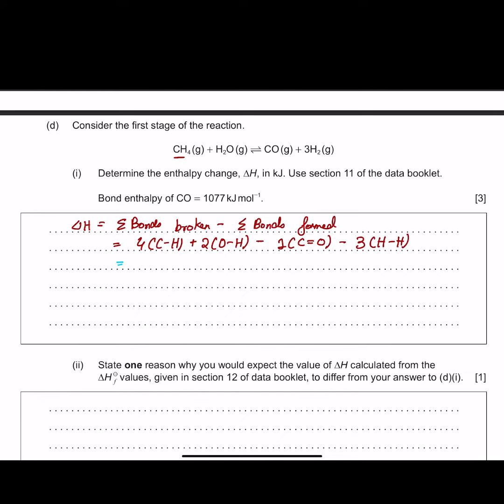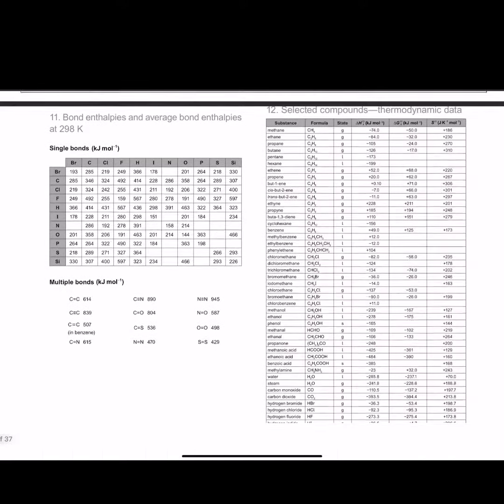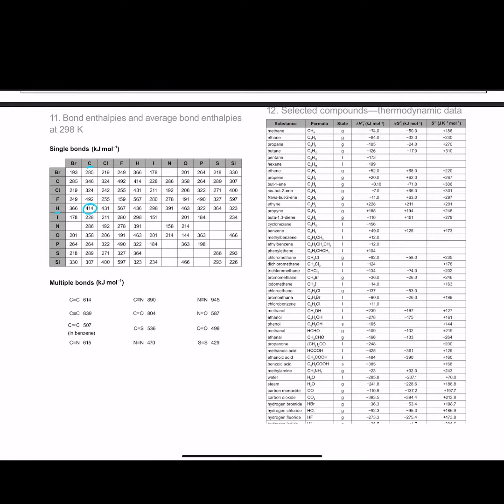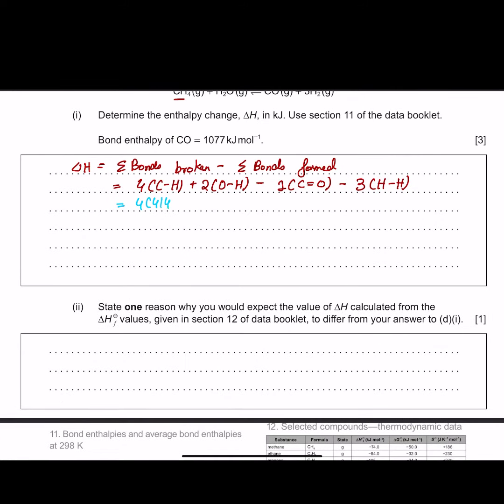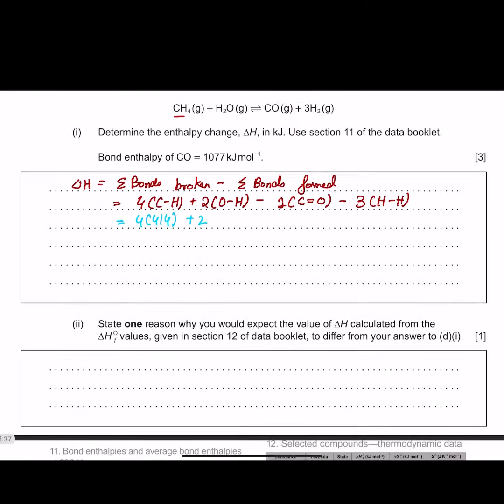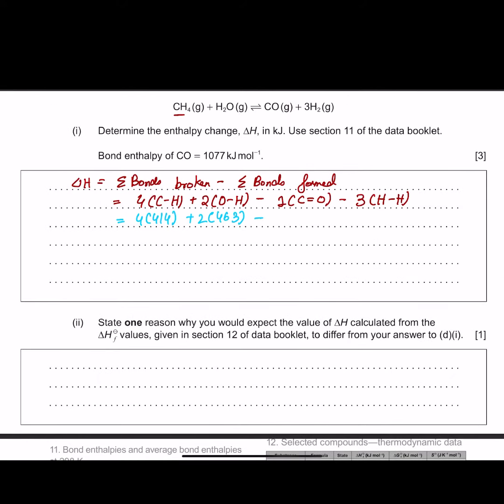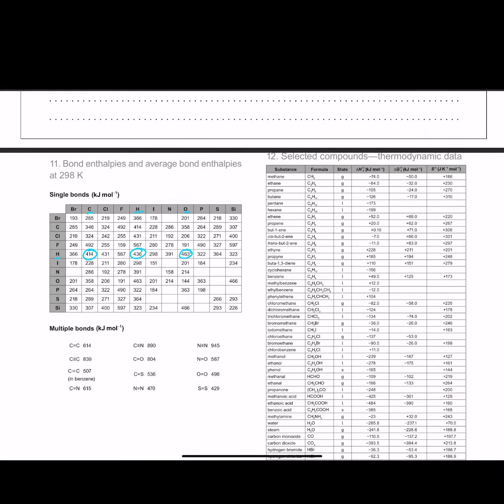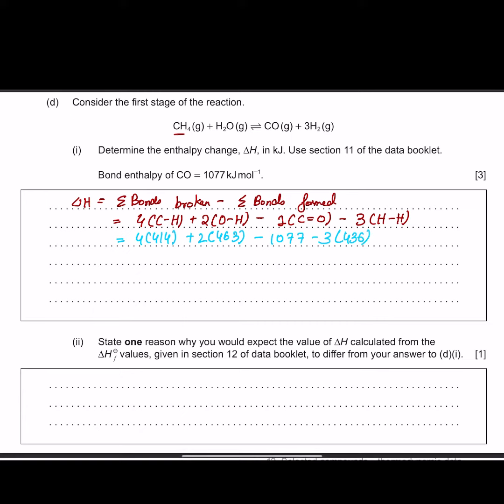Now we have to find these bond enthalpies. The C-H bond enthalpy is 414, so 4 times 414. The O-H bond enthalpy is 463, so 2 times 463. The C≡O bond is given here as 1077, minus 3 times the H-H bond enthalpy, which is 436. Finally, after doing the calculations, what we have is +197 kJ mol⁻¹, or we can just write kJ. This will be delta H, and this will be the final answer to this question.